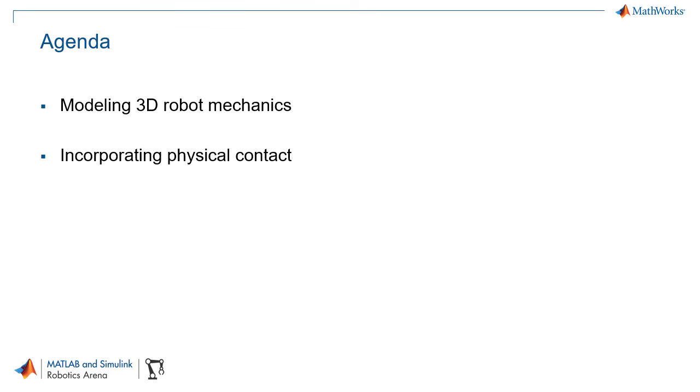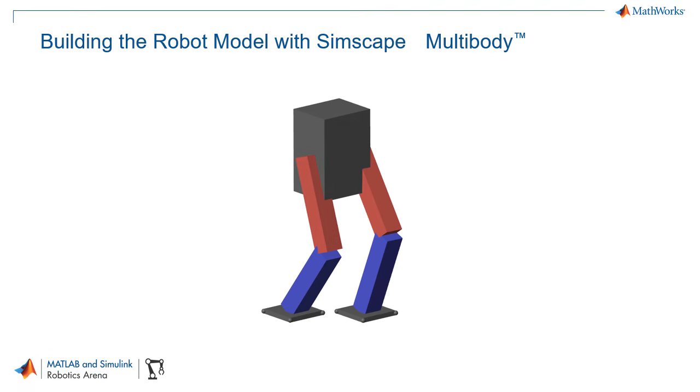Next, we'll incorporate the physical contact between the robot's feet and the ground, so that moving the joints of the robot will have some effect on the environment and the robot will actually walk. And finally, we'll explore the trade-offs between model fidelity and simulation speed by looking at different types of joint actuator models, starting from joints that can ideally follow a motion profile and ending at electrical motor models with closed-loop control. So let's start with the mechanical modeling.